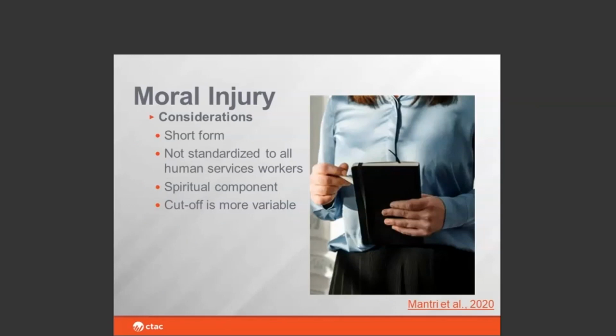And it also has that spiritual component that researchers state is necessary to moral injury as a concept, but may not be applicable to some. So that's why they have that NA selection. The one nice thing also is that the cutoff is more variable as it relies on the individual to report how much impairment or distress is occurring rather than creating a cutoff based on aggregate data. So just some things to consider if you would like to use something like that.